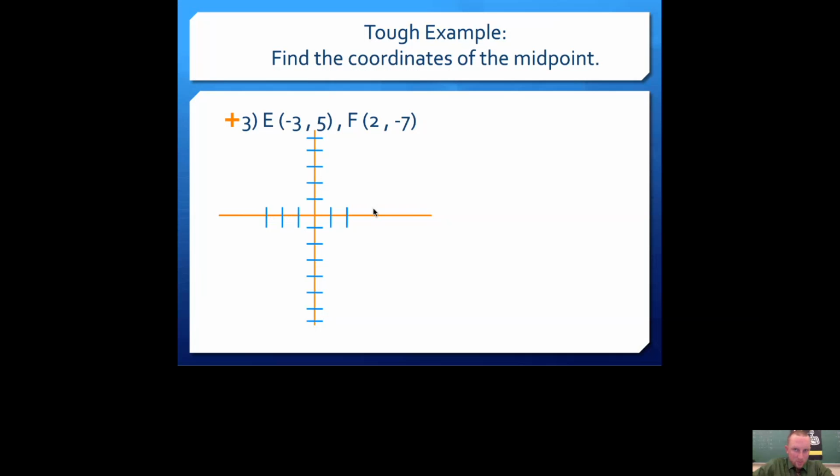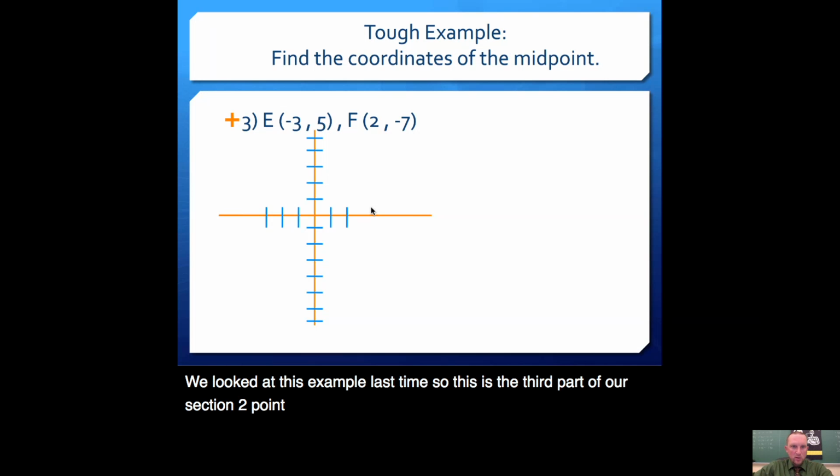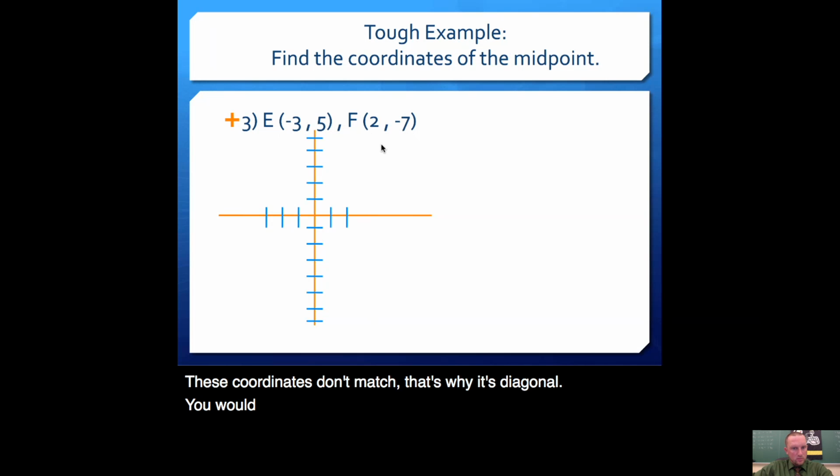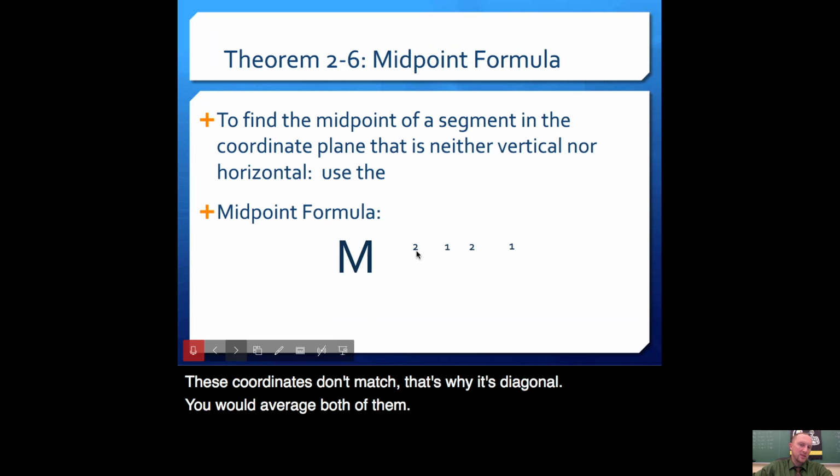We looked at this example last time. So this is the third part of our section 2.5 lesson on midpoints. How do you find the midpoint of a segment if the segment is diagonal? Well, these coordinates don't match. These coordinates don't match. That's why it's diagonal. You would average both of them. That's what this midpoint formula tells you.